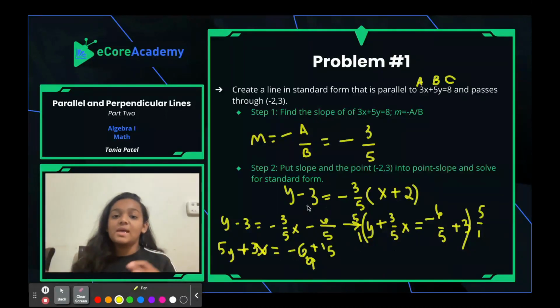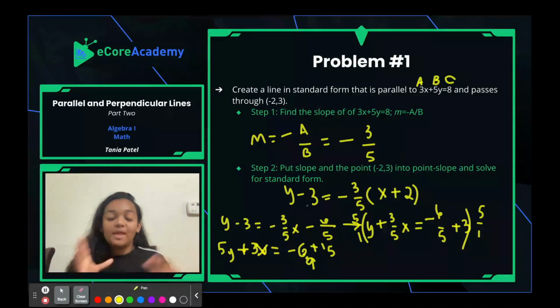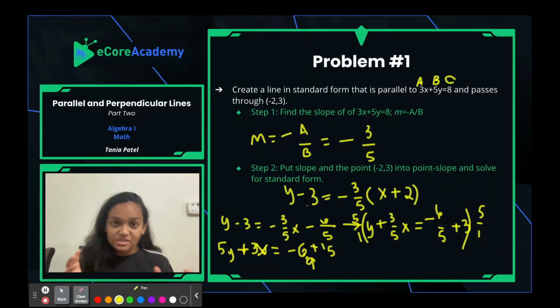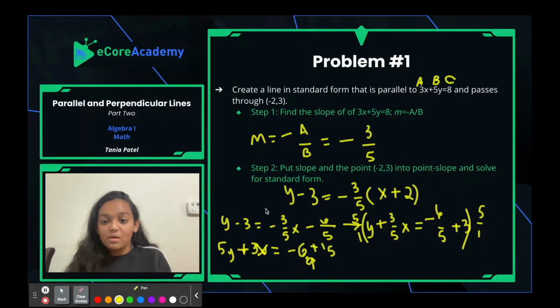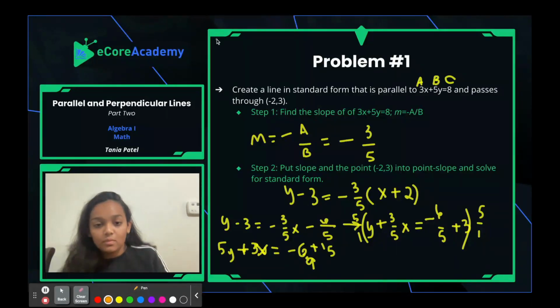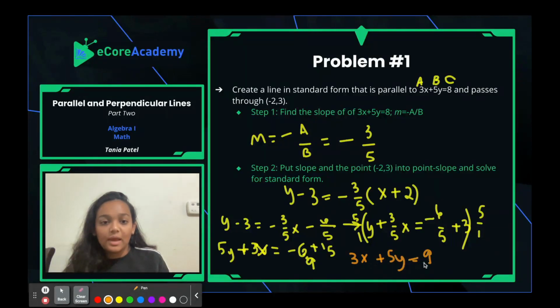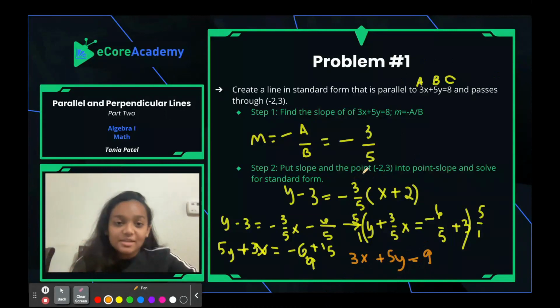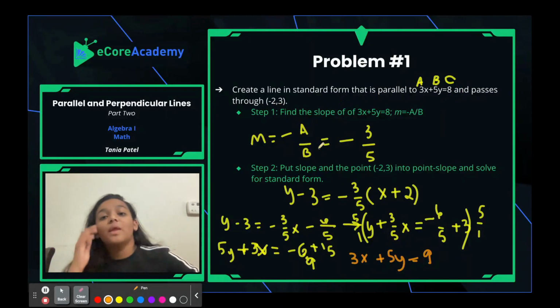But remember that it's going to be ax plus by equals c. So therefore the x term will go before the y term. And so the final equation will be 3x plus 5y equals 9. And that is our linear equation in standard form that is parallel to the equation 3x plus 5y equals 8 and passes through the point negative 2, comma 3.